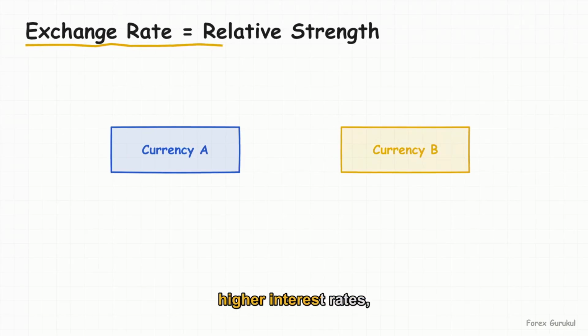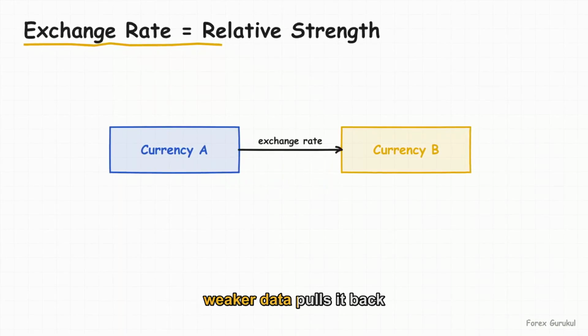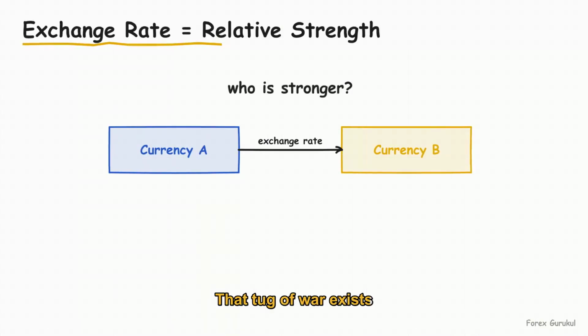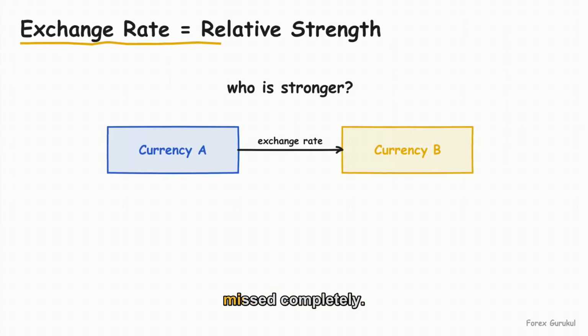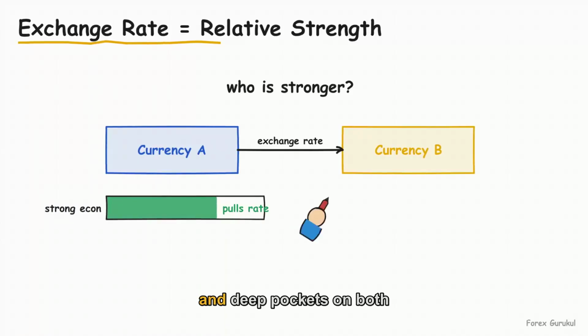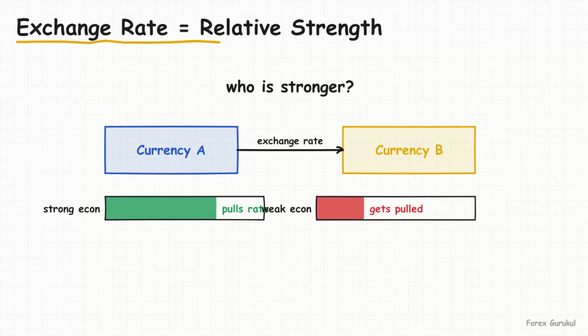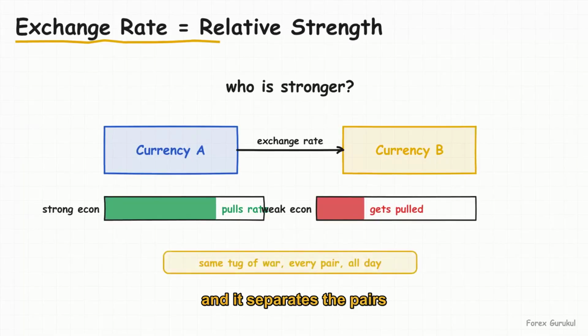Stronger data, higher interest rates, more global demand pulls a currency's value up. Weaker data pulls it back down. That tug of war exists on every single pair on Earth without exception. But here is what Maria missed completely. Some of these tug of wars have thousands of players and deep pockets on both sides, and others have almost nobody home. That difference has a name, and it separates the pairs worth trading from the ones that quietly wreck accounts.